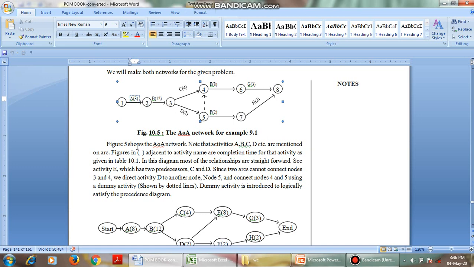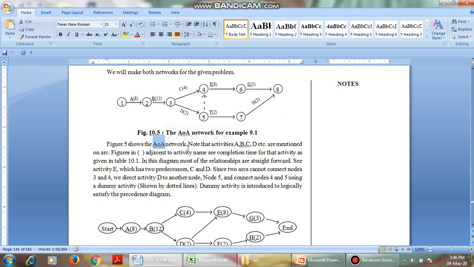The AOA diagram denotes that A, B, C, D, etc. are mentioned on the arc, and the figures in brackets are attached to the activity. A, B, C, D, E, F, G, H are all the activities, all the works, and in brackets we write the time period: 8 days, 12 days, 4 days, 2 days, like this. Then we find the relationship, that is, which is the preceder. See here in the diagram we find the preceder.